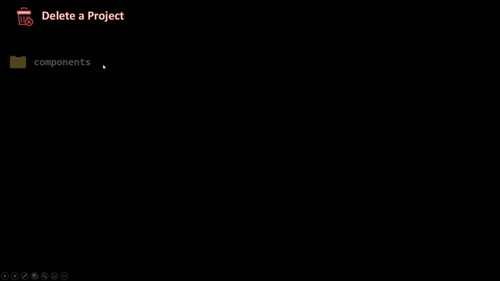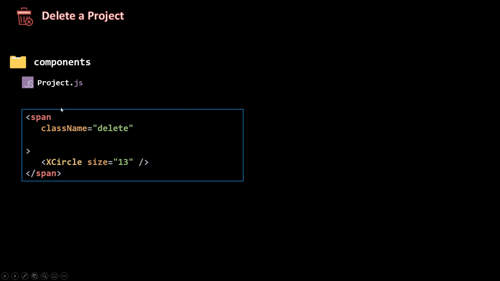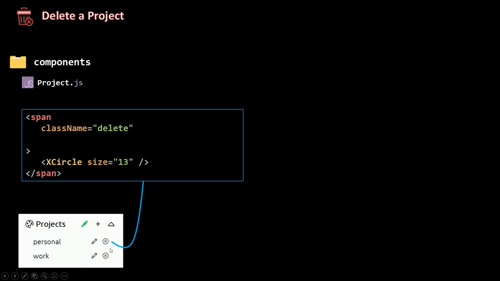Now I'm going to do the same thing for a project. So we need to head over to our components again, into my project.js. This is the component responsible to render a project. So I'm going to go into a span with the className delete. This is the HTML code responsible to render this icon here, this X circle here.